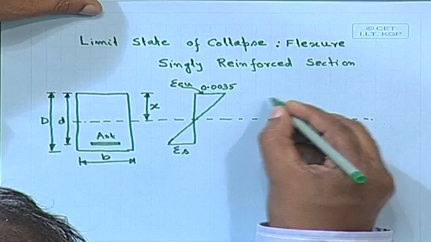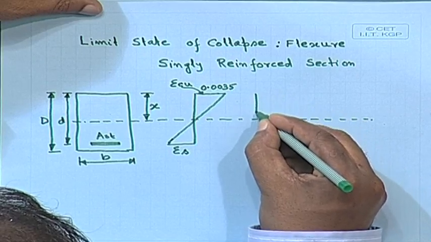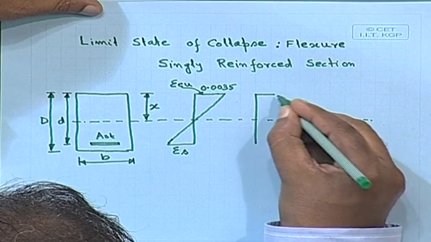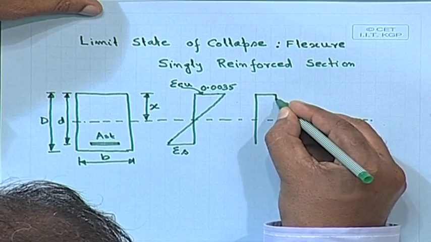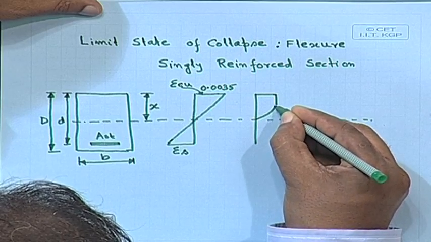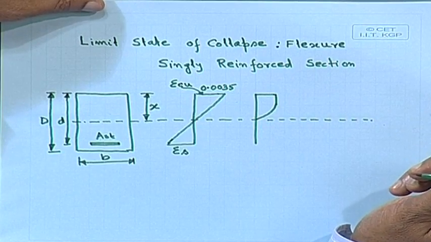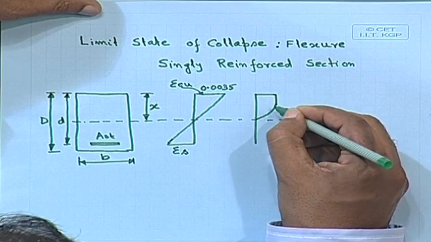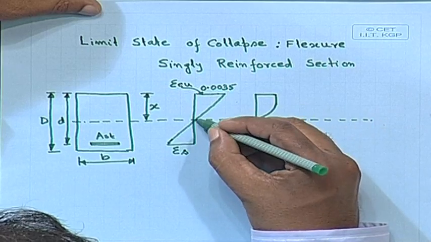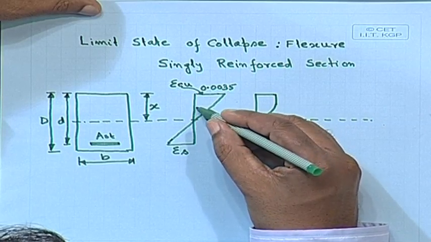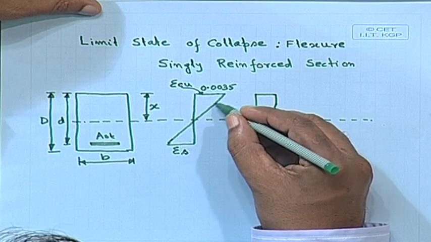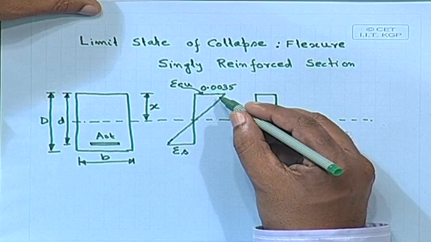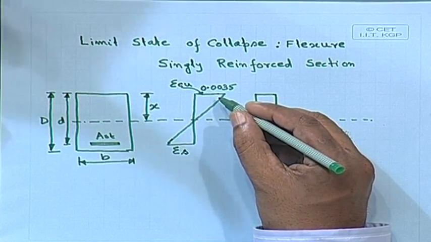What about the stress block? The stress block is the same one which we have shown, that curve. We have a maximum of 0.0035, somewhere here 0.002, because we are starting from 0. Finally, we shall get the maximum strain allowed, 0.0035, which will never go beyond this 0.0035.